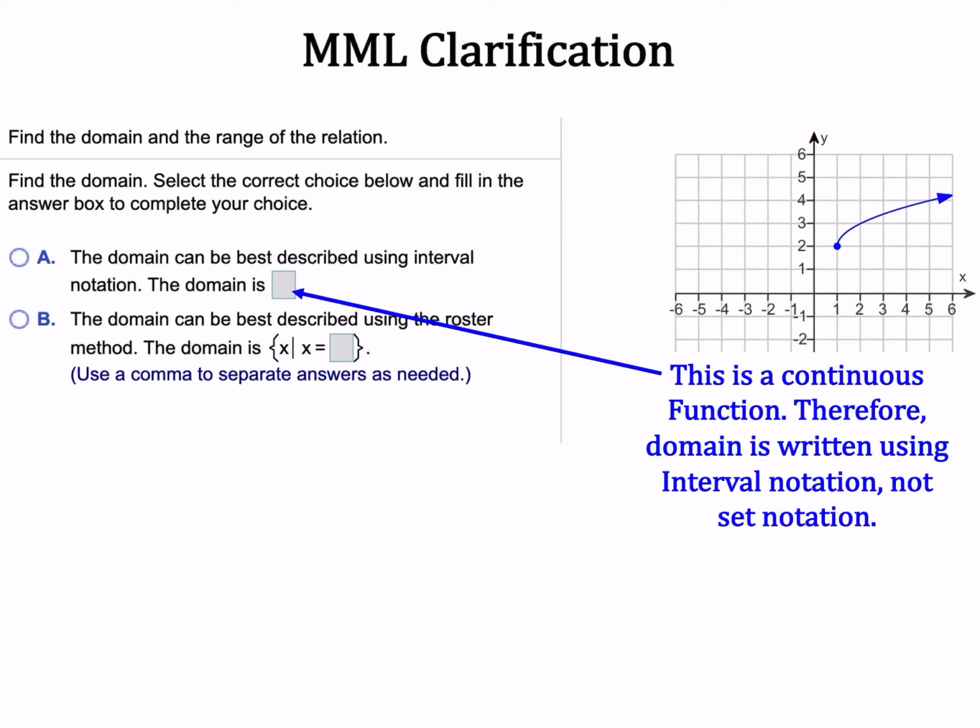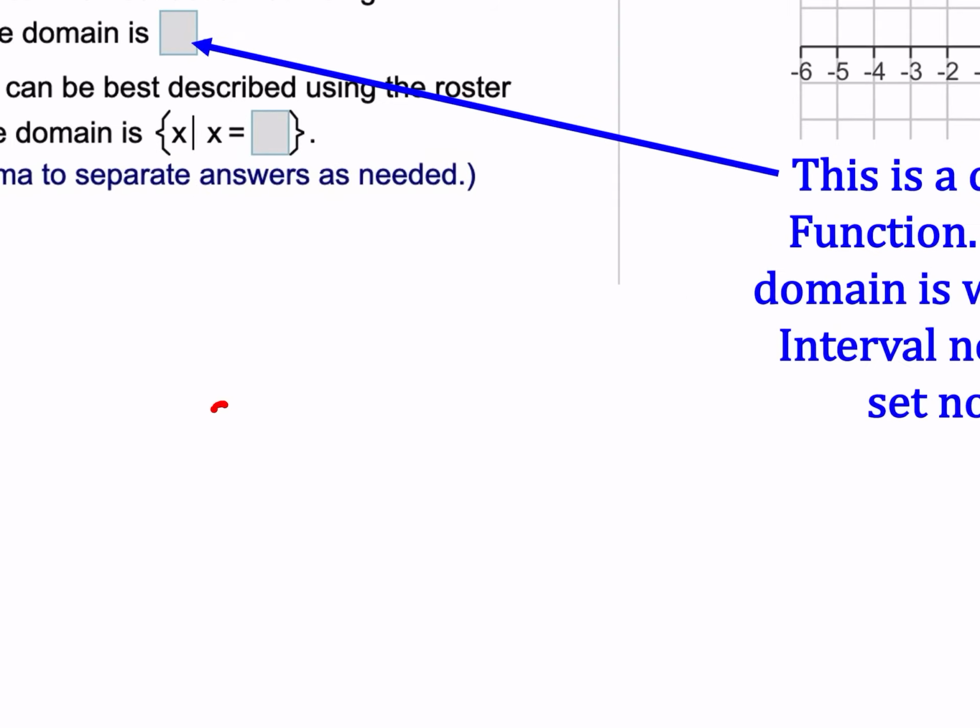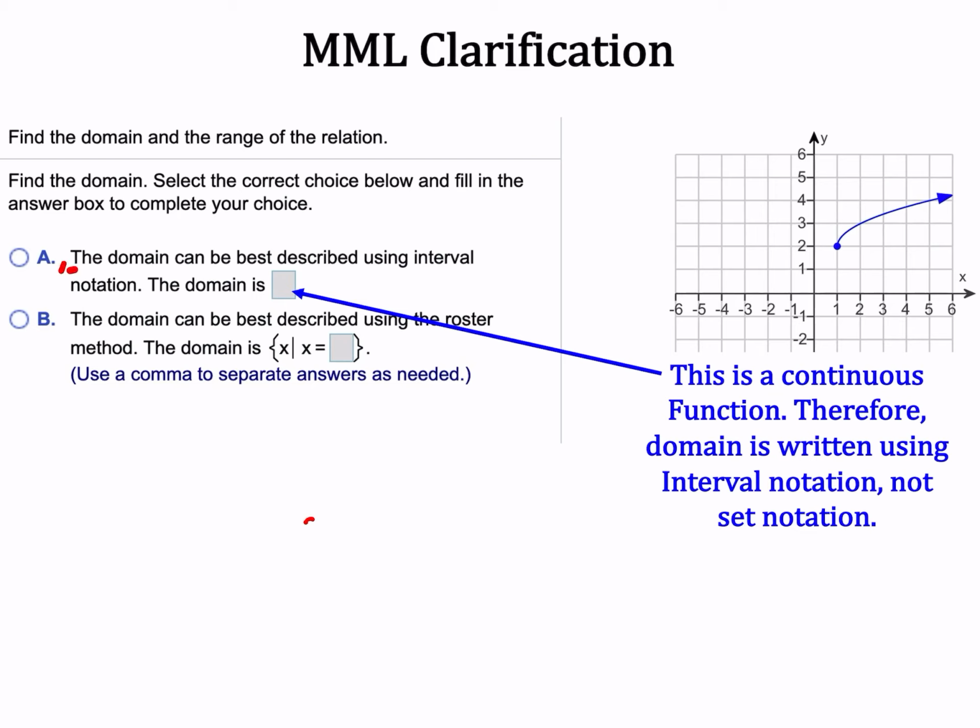Okay, this is my math lab clarification. I guess I put these in my PowerPoint when I notice a lot of people don't understand a problem or they get it wrong. This one says find the domain and range of the relation. Find the domain, select the correct answer choice below, and fill in the answer box to complete your choice. Find the domain. That's all your x values.